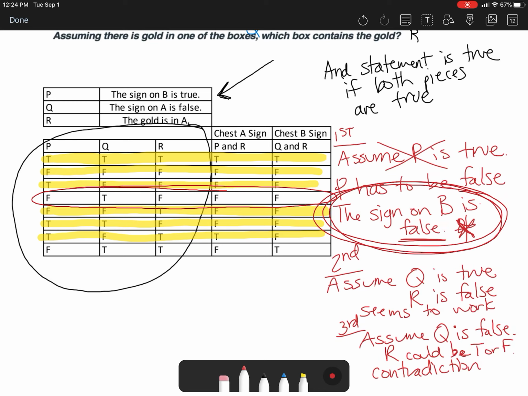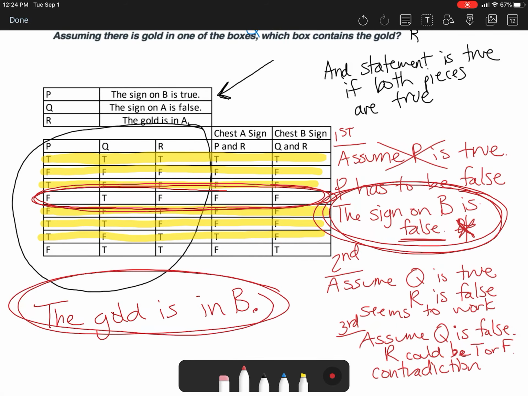So we have found the only scenario that works. Okay? And that occurs if the statement, the gold is in A, is false. So that means the gold is in B. And that is our final answer.